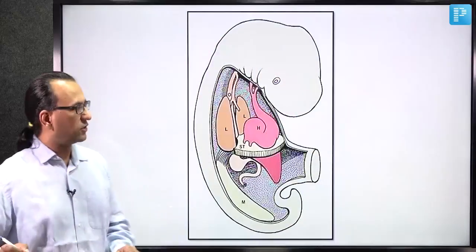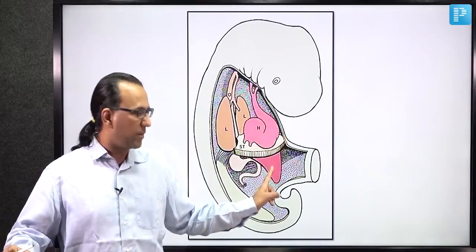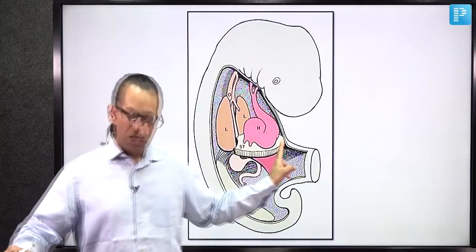Talking about the development of the diaphragm, we have a partition, a thoraco-abdominal partition called the septum transversum.